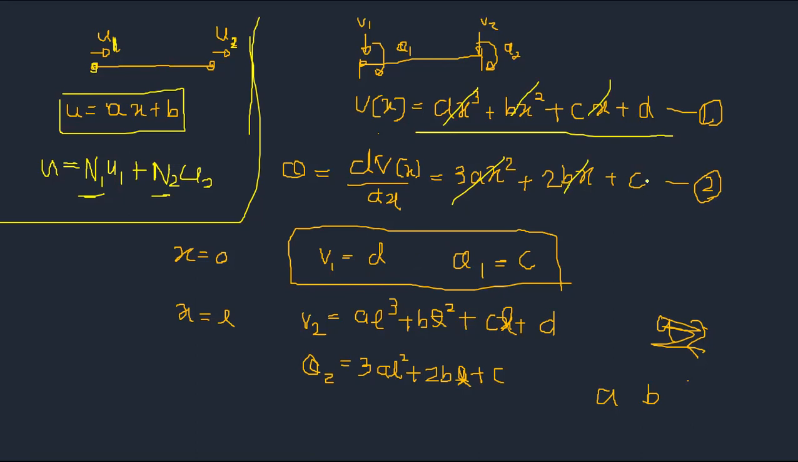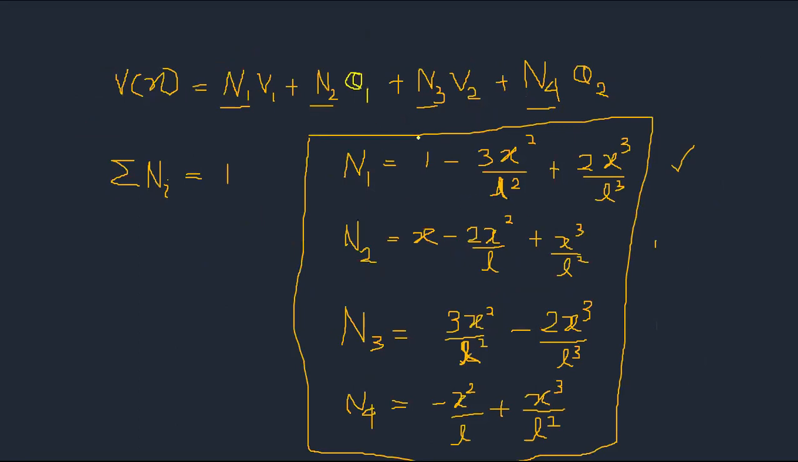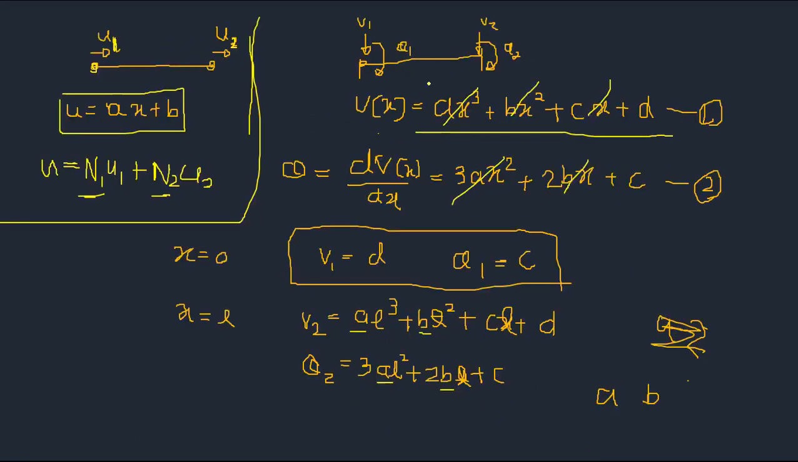You know C and D, right? And then you only need to find A and B when x is equal to L, right? So you can find A and B, right? And after finding A and B, you can write an expression like this, Vx. But this A is a function of V1, theta 1, V2, theta 2, right? Similar to B, C, and D.